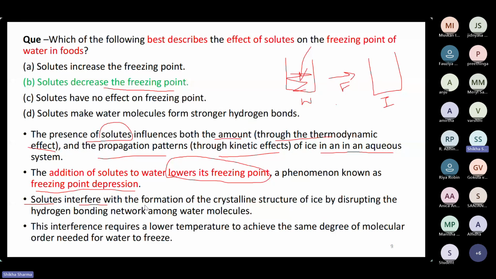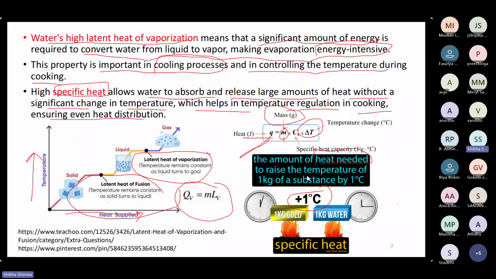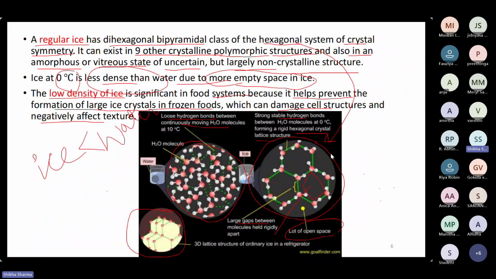The solutes are going to interfere with the formation of the crystalline structure of ice. We just discussed that ice forms a crystalline structure. Ice forms this kind of structure, which is a hexagonal type of system, with this kind of 3D lattice. It is crystalline in structure, so it has a proper, ordered structure.